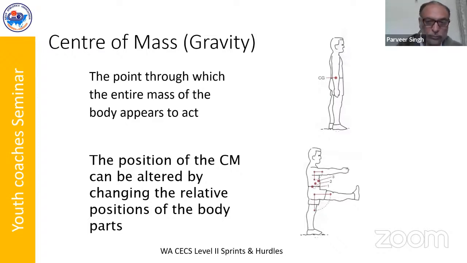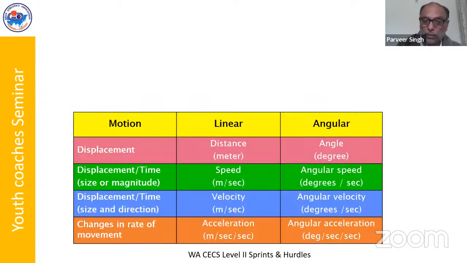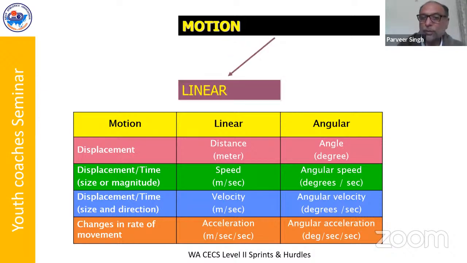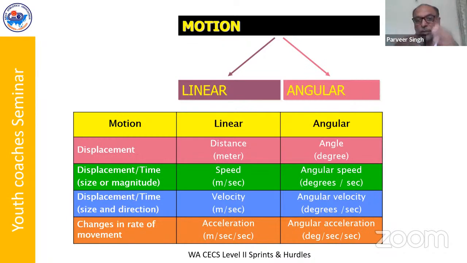So the position of the center of gravity in all the events, whether sprint, throw or jump, plays a crucial role when we analyze the movement or the technique of an athlete. So motion. There are two types of motion or movement, linear and angular. Linear is in a straight line, and angular is when it is rotating.